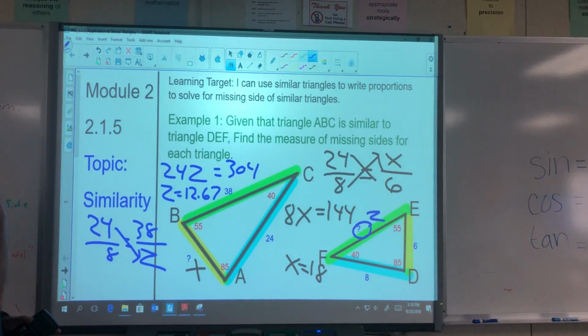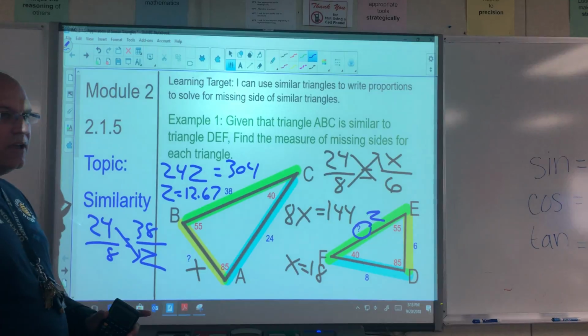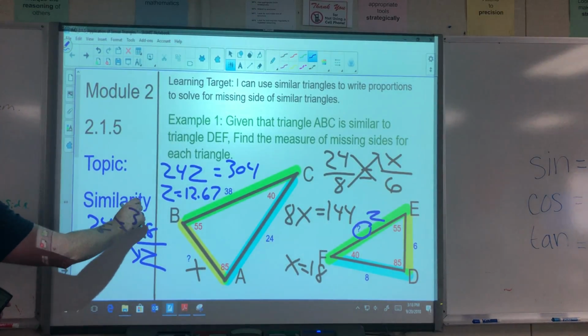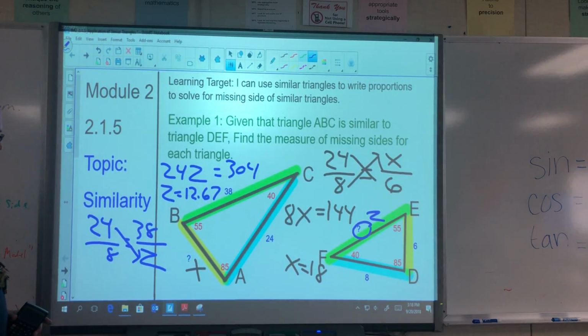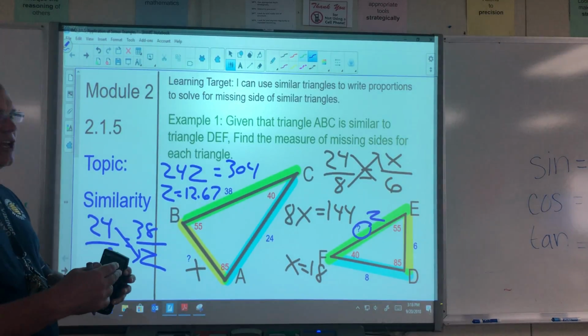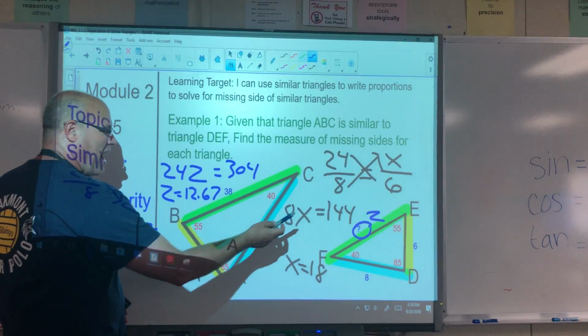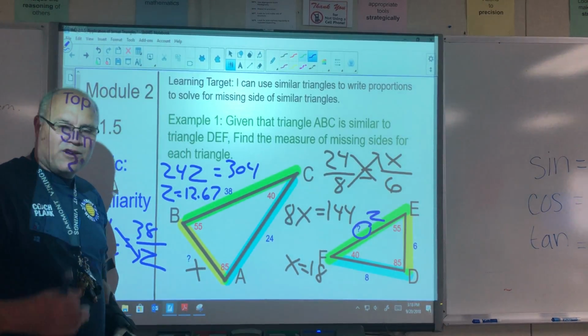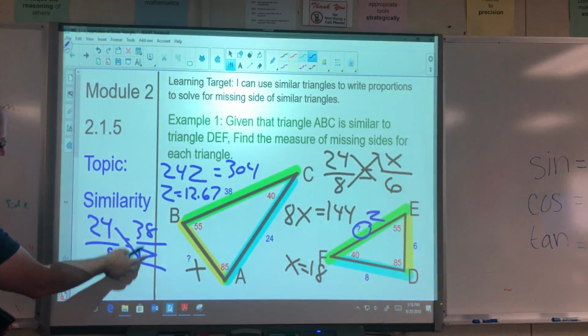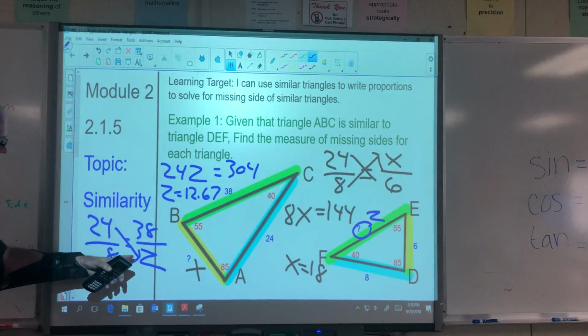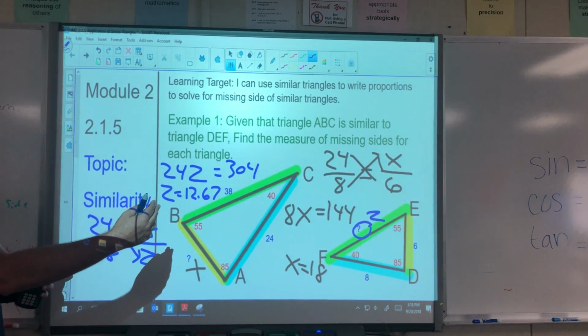So, for example, if you accidentally put Z over 38, you would end up getting Z is a huge number, right? And so when you get that number, you go, wait a minute, how could this be larger than 38? You could catch your mistake. You go, oh, I set it up backwards, right? So if you had put Z over 38, you would have got a real large number, and you could catch your mistake.